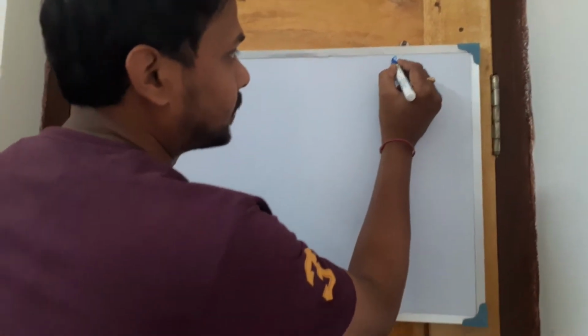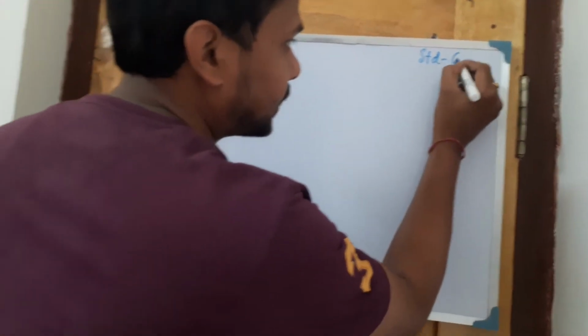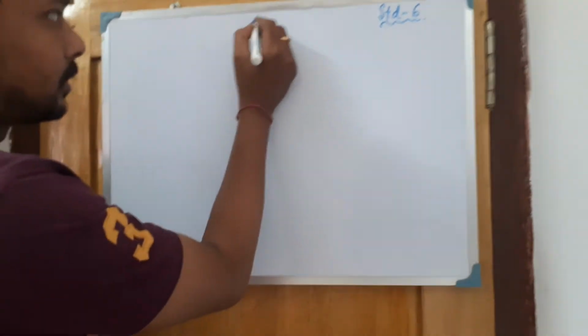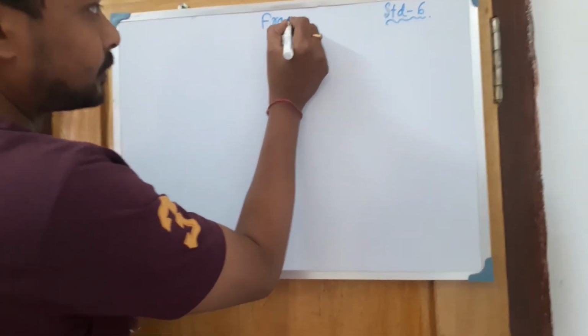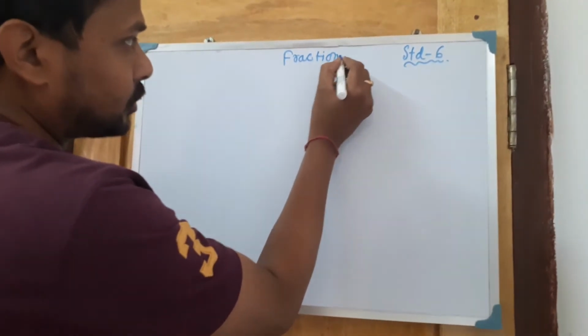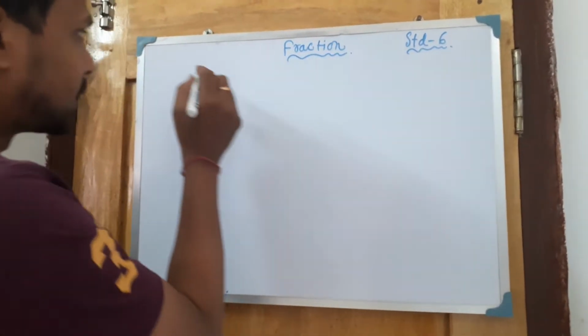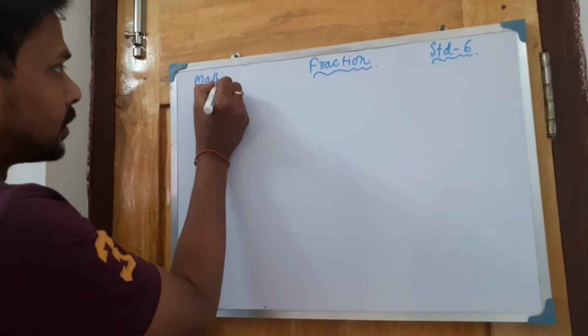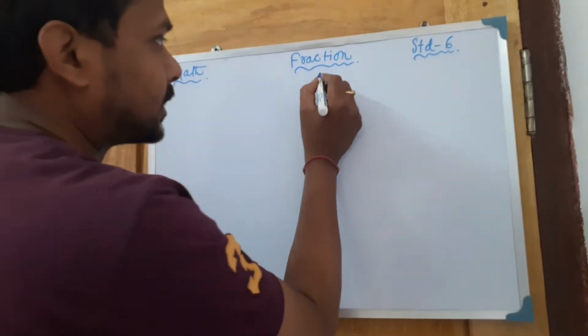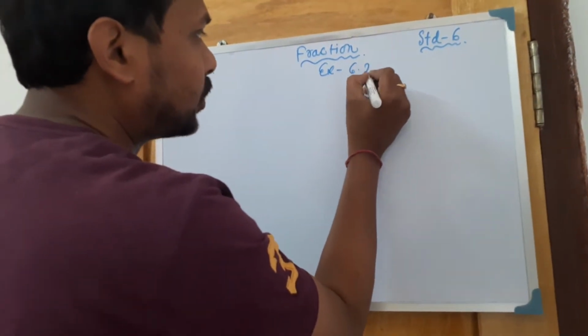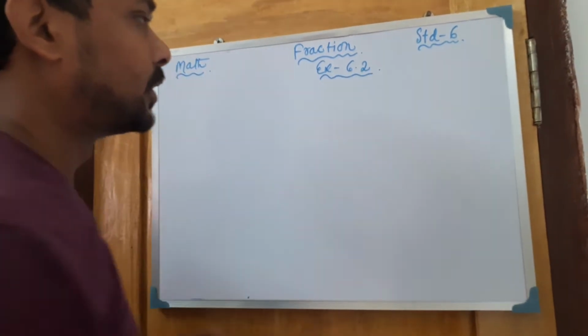Today we'll continue the same chapter, that is fractions. We have already started that one. So the first exercise is completed. Now today we'll start exercise number 6.2 and 6.3. Both we'll try to do.